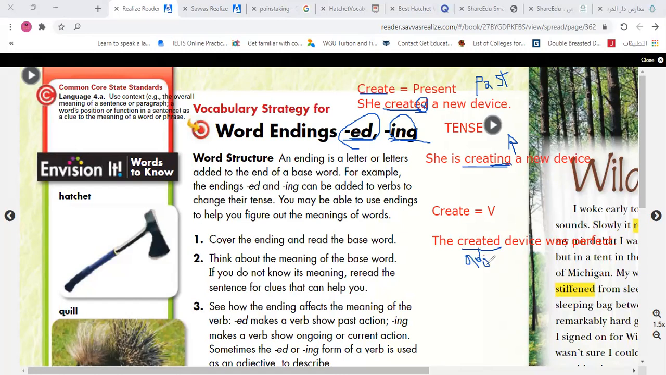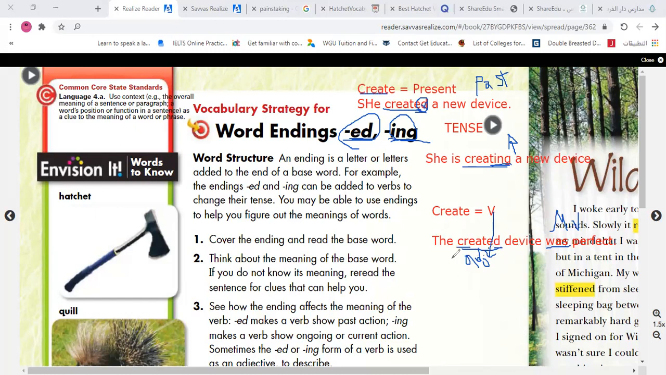How, Mimis? Yes, because now the verb is was. The main verb is was. And created right here, I used it as what? As an adjective. And I am talking about what? I'm describing the device. So I'm saying about the device, the created device. So the word created right here is what? It is an adjective. So by adding only ed, I change the part of speech from being a verb to an adjective with only two letters. This is for the ed.